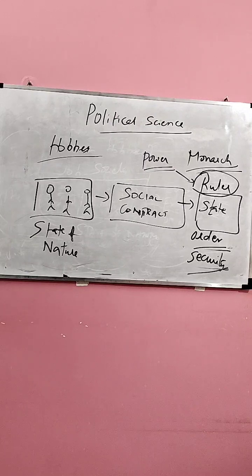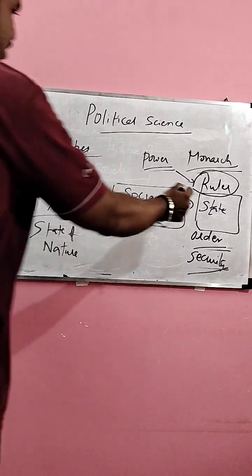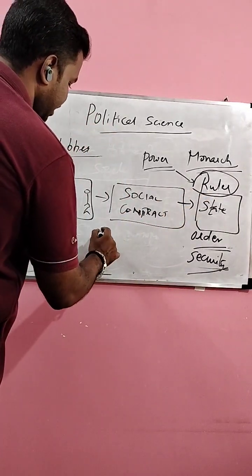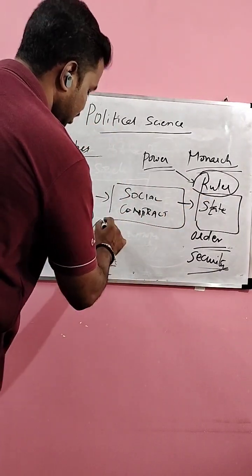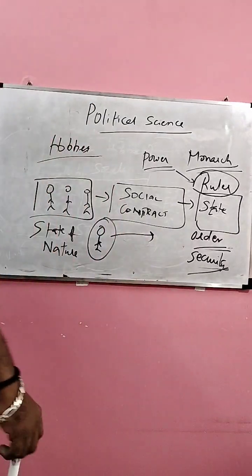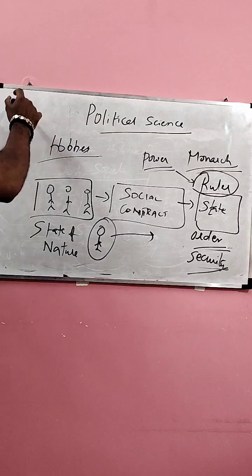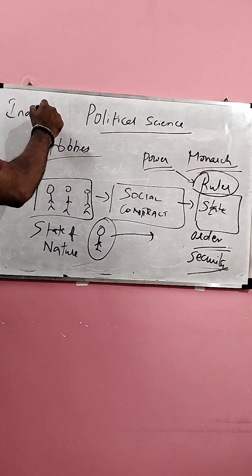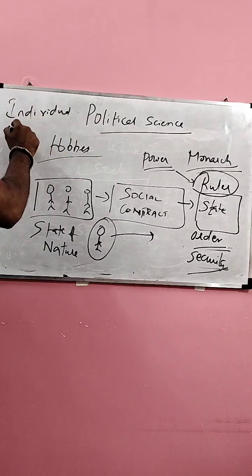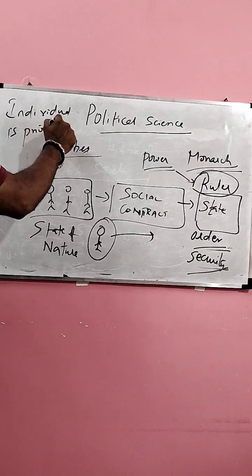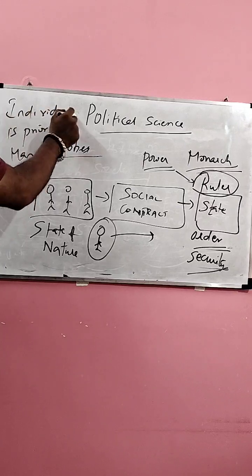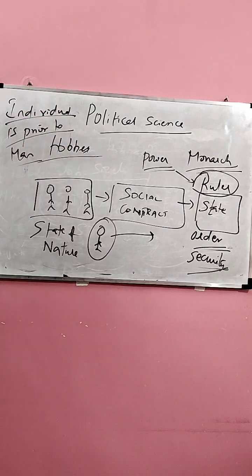Earlier, the most important value was virtue seen through the state. Now, who is given importance? Individual is given importance. Now, where did the state start? State started from the individual. It was the individual who created the state. Okay? So, according to liberal theory, individual is prior to the state. Individual is prior to the state. See? Is this not a great transformation in political science?